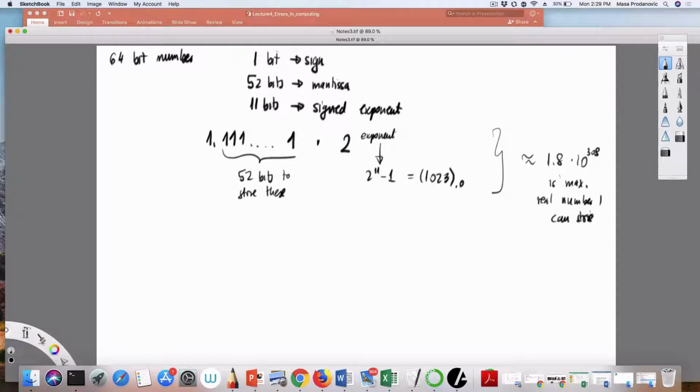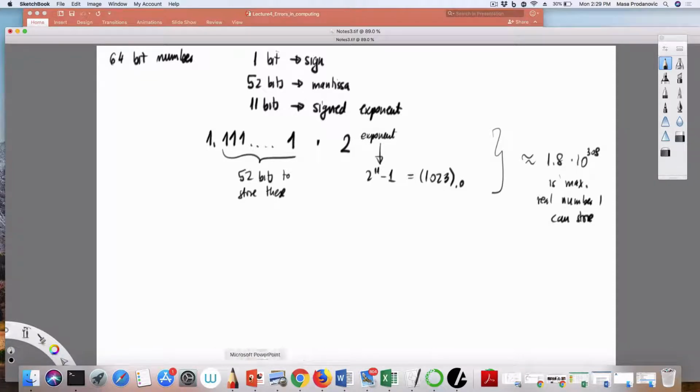this leading one we never store, so we use the 52 bits for all of the rest, because there's always a leading one by the rules. Then this gives me some number, and there's 2 to the exponent, and the largest exponent I can use, when translated to the decimal system, is 1023. Roughly, when you sum all of that up, you get a number in this 10 to the 308 range. Okay?